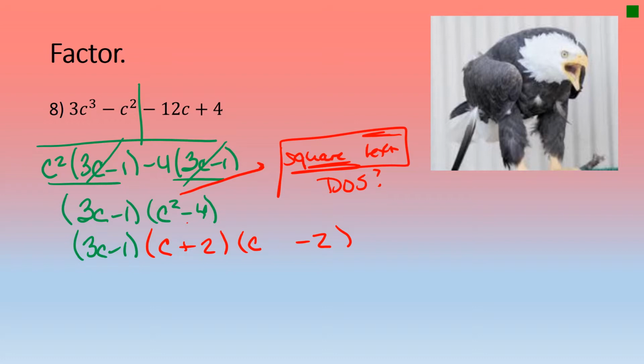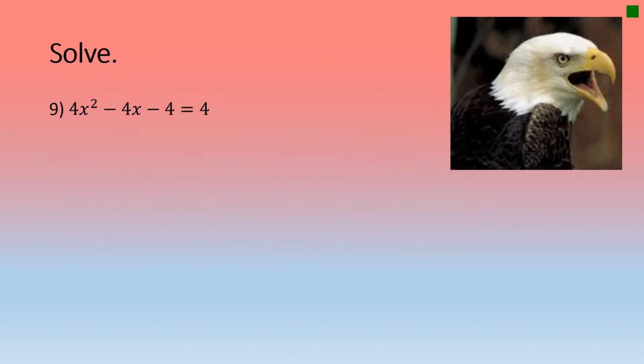I feel like eagles don't caw. What do eagles say? I don't know. He looks like he's going, caw, caw. Oh my gosh, maybe eagles just like to have their mouth open.